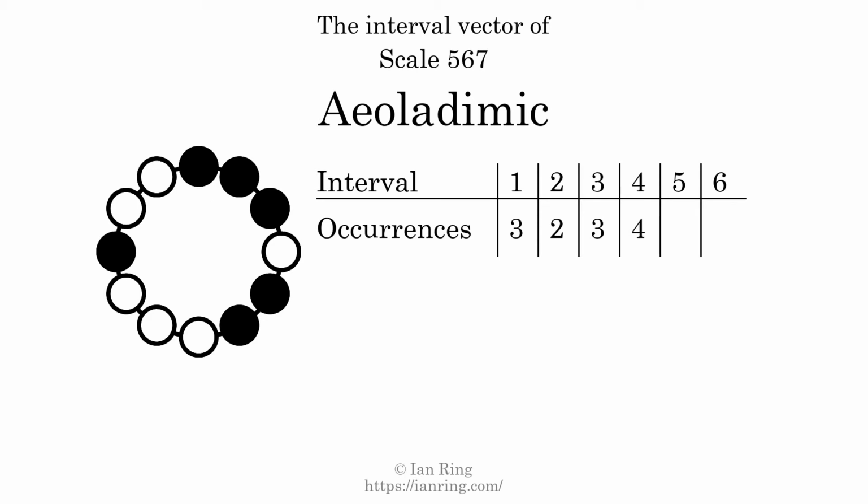There are 4 intervals with a size of 4 semitones. They are here, here, here, and here. There are 3 intervals with a size of 5 semitones. They are here, here, and here. There are no intervals with a size of 6 semitones. Each interval does not appear in this scale a unique number of times, so this is not a deep scale.